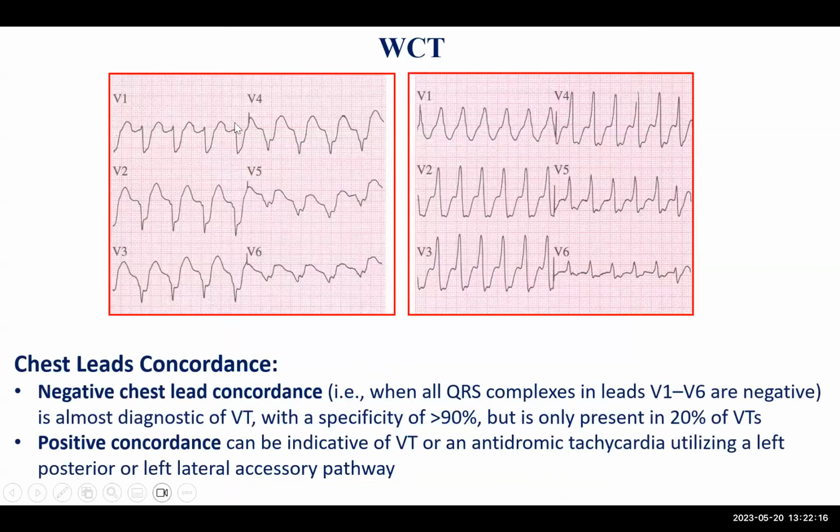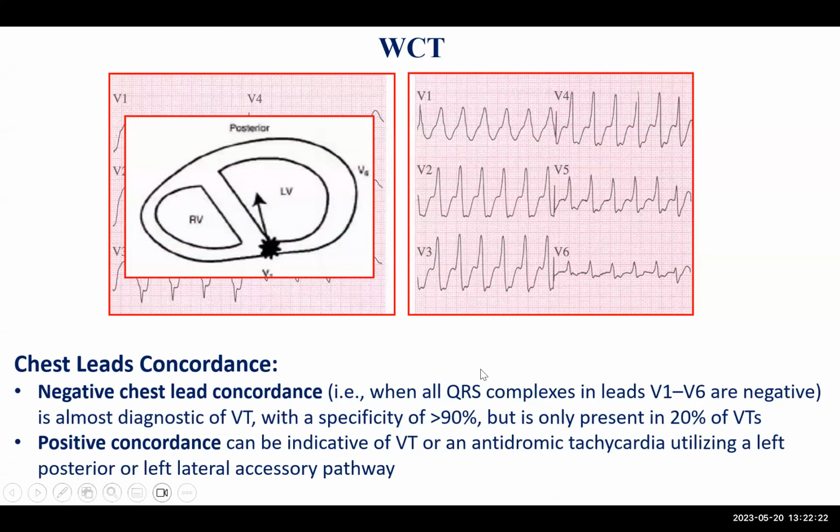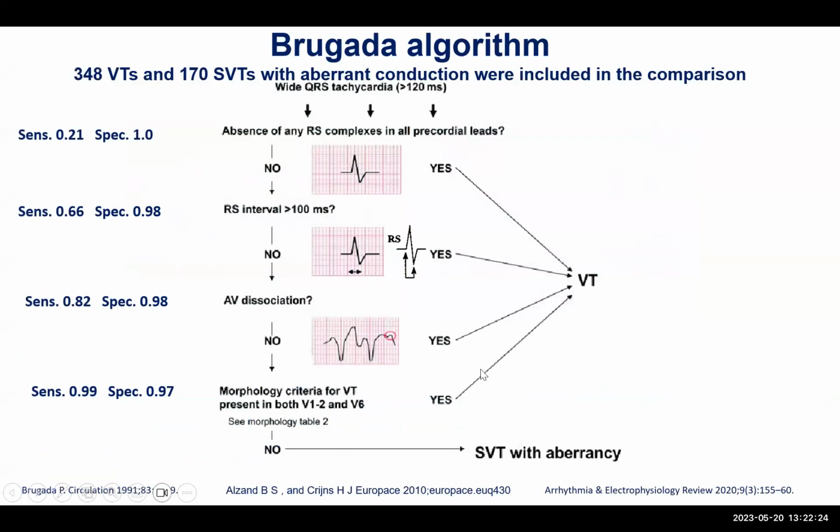The concordance: looking at V1 to V6, if they are negative, this is negative concordance. If it is positive, it is positive concordance. Again, this favors ventricular tachycardia, and we'll discuss it in a minute.